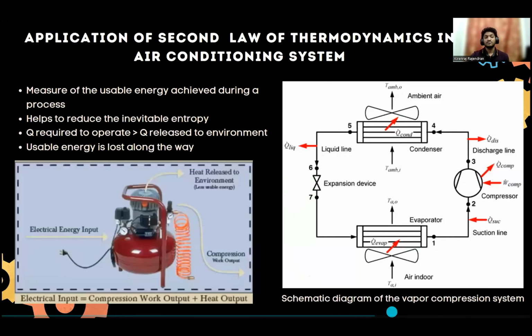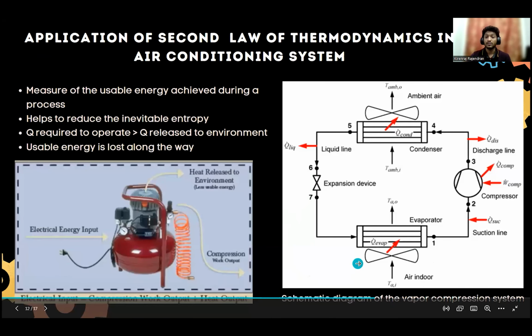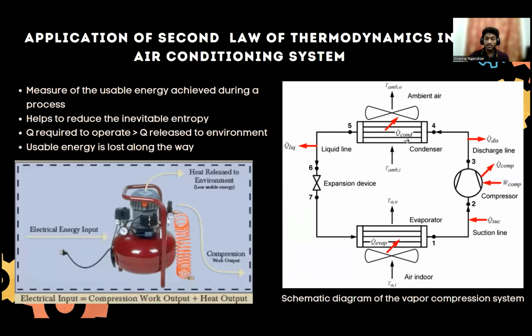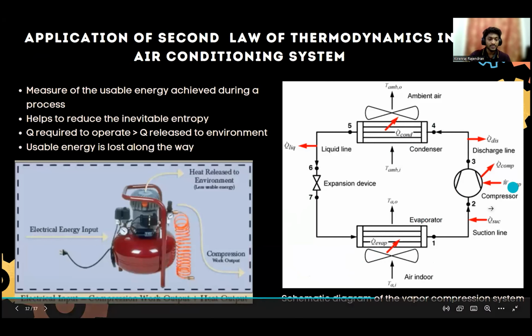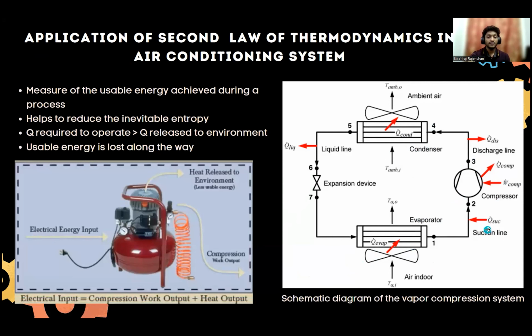In the next slide, I will explain the application of the second law of thermodynamics in an air conditioning system. Here is the schematic diagram of a vapor compression system. Now I'm going to explain specifically about the compressor. Efficiency is an essential measure of the usable energy achieved during a process. Achieving optimum energy efficiency in the design of different machines helps to reduce the inevitable entropy implied by the second law.